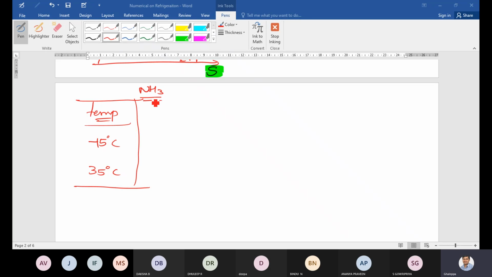Saturated ammonia. What is the condition given in your diagram, superheated or saturated? What is the inlet to the compressor, or what is the outlet of the compressor? Okay, as you said, go to page number 26. We'll see.